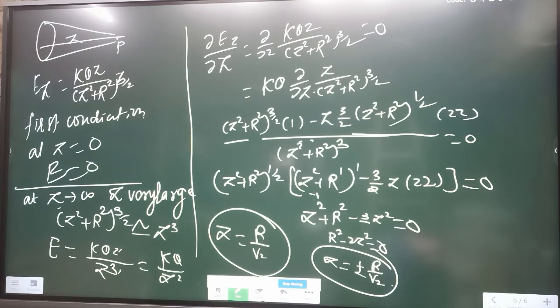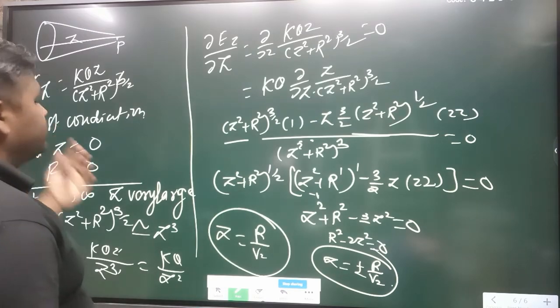We can substitute the Z value in the electric field and we get the maximum electric field. Means at this distance we are getting the electric field as a maximum. Yes or no?